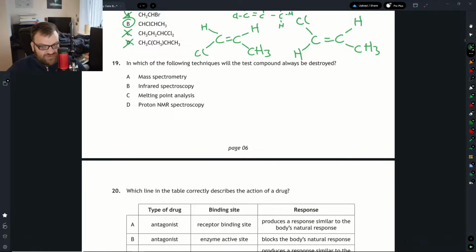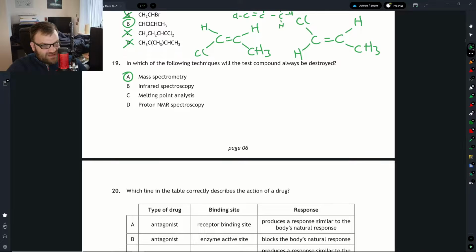If we're looking for something that destroys the compound, in mass spectroscopy, you are breaking off fragments, you are bombarding it, splitting it apart. That's going to destroy the test compound. In infrared spectroscopy, you are making the bonds bend and stretch.